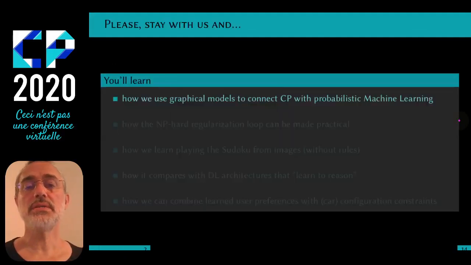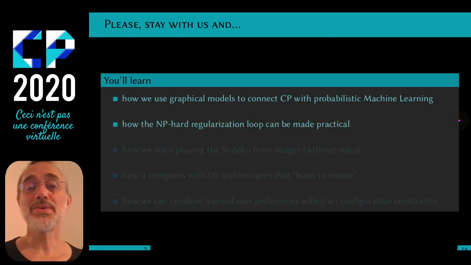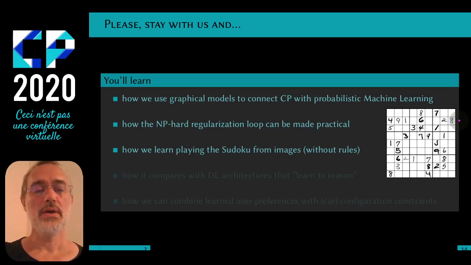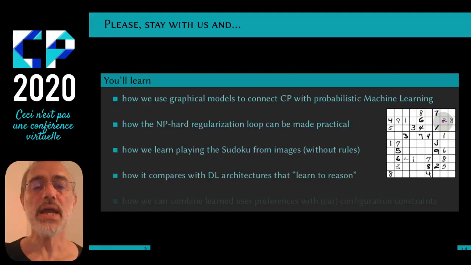If you stay with us, you will learn how we use graphical models to connect CP with probabilistic machine learning. You will also see how we can avoid this NP-hard loop, avoid spending too much time on it, by simple tricks. And then, the framework being defined, you will see how it can learn to play the Sudoku without knowing the rules, of course, and even starting from images with handwritten digits, as on the right, and how it compares with recent deep learning friendly architectures that learn to reason on Sudoku problems.